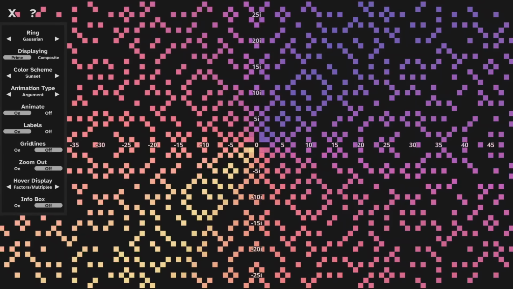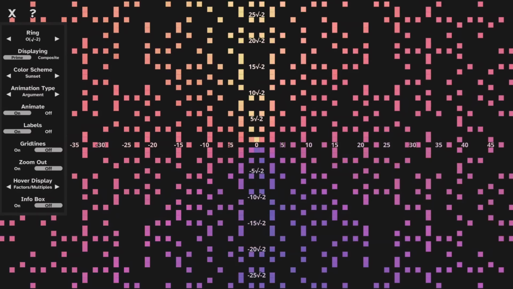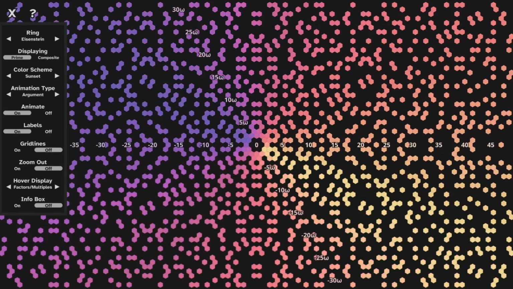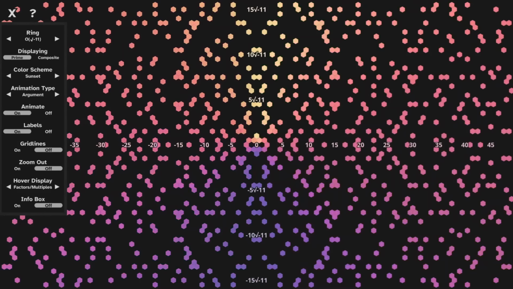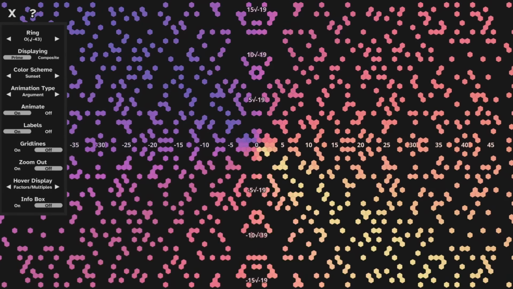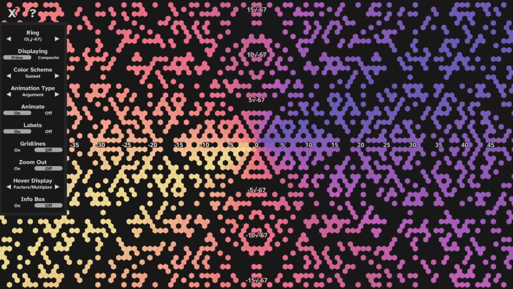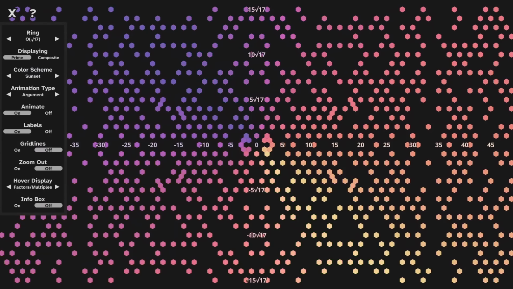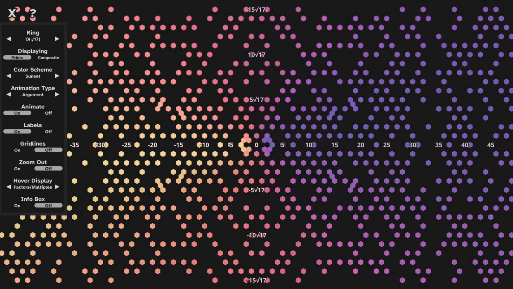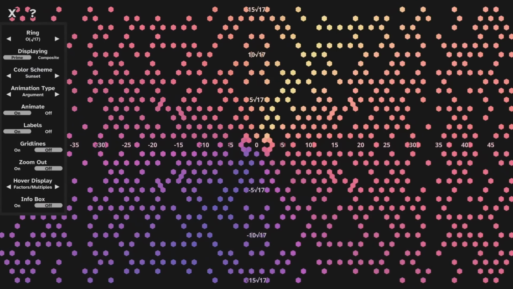To wrap things up, let's look at the quadratic integers. In my previous video, I covered all of these, the complex quadratic integers. So now let's take a look at the reals. And on my website, I grouped them by their equivalence class mod 8. So first, 1 mod 8. 1 mod 8 is 1 mod 4, so we get the hexagonal display.